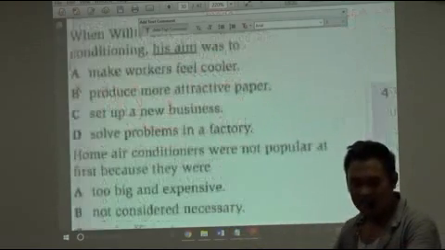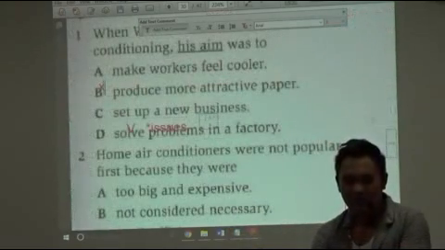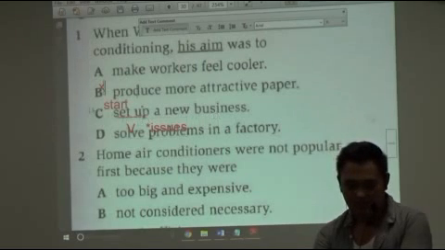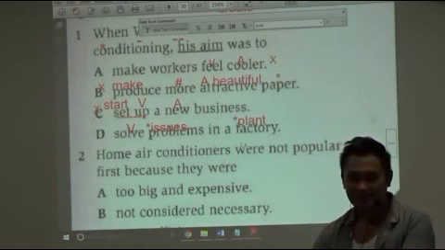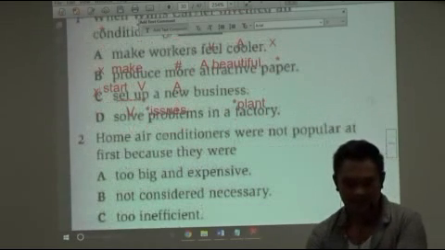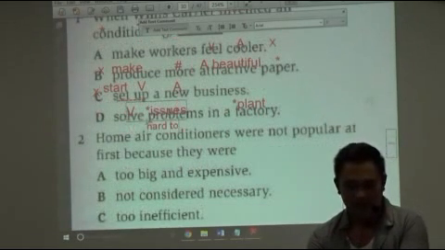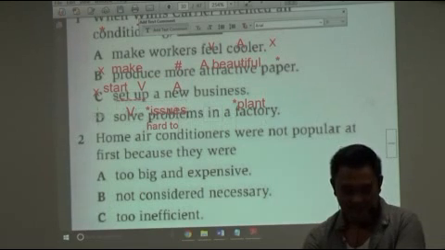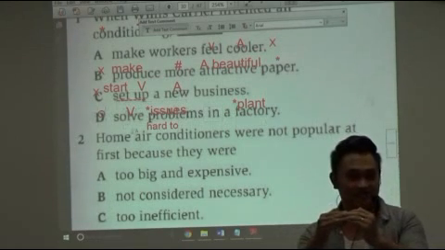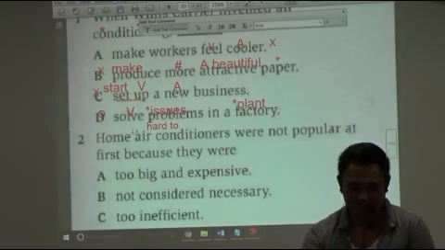What about C? Did you see anything with set up a new business? No. So the only thing that we have is D. Where's the paraphrase? Everybody say problems. Hard to. What about factory? Plant. So the answer is D. Matching. Okay, let's have another one.